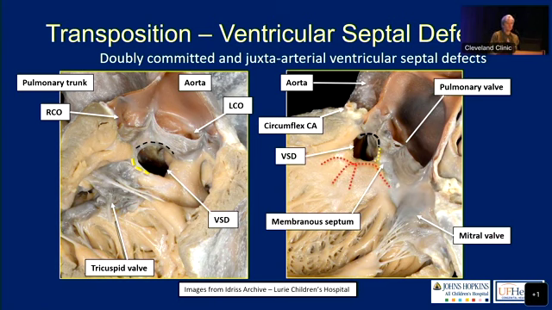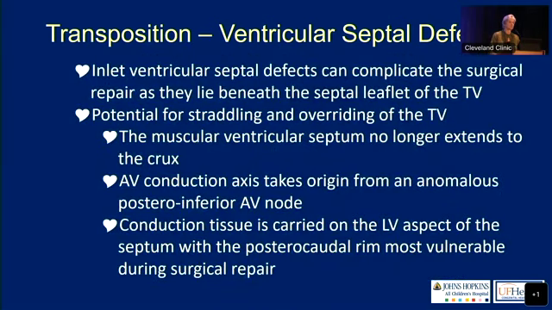And this just shows us where that conduction axis would arise and run along that posterior inferior border of the defect before it ramifies over the crest or over the septal surface of the left ventricle. So when you have inlet ventricular septal defects, this can significantly complicate the surgical procedure because they lie behind the septal leaflet of the tricuspid valve, and it's often difficult for the surgeon to view these defects behind the tricuspid valve. Also, you need to consider, as I previously mentioned, the potential for straddling and overriding of the tricuspid valve.